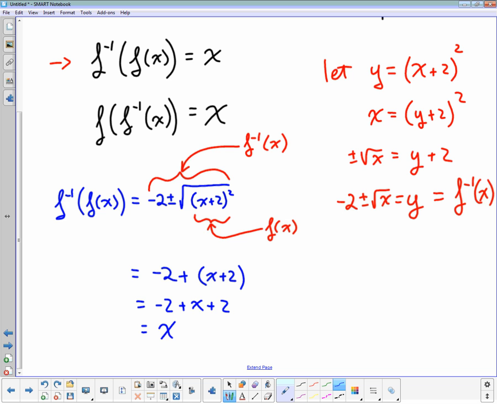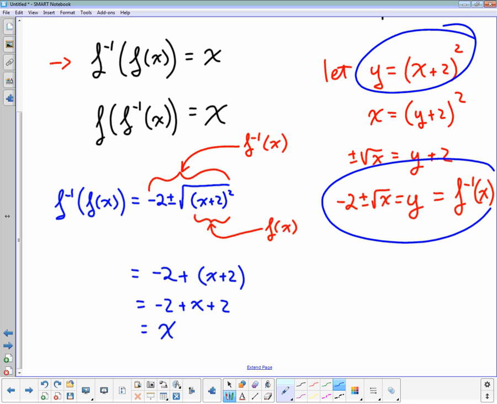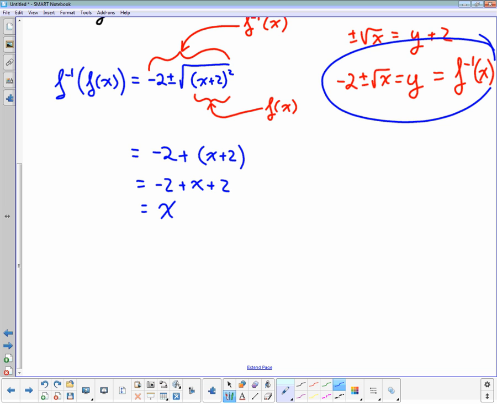Which gave x out. So there is evidence that these two functions are inverses of each other. Okay. Now I can go ahead and test it in the other direction and see if that's so.